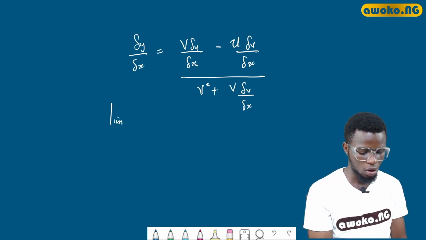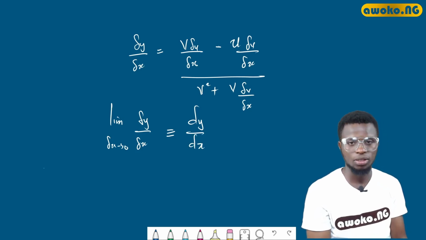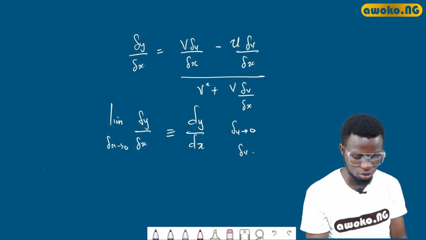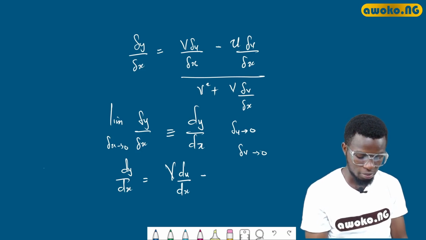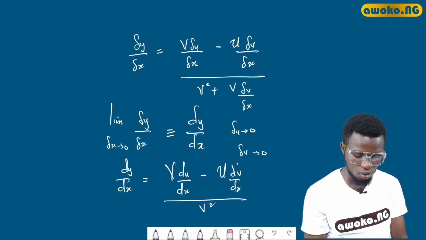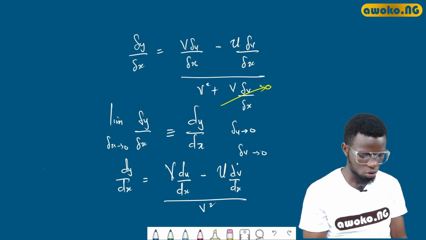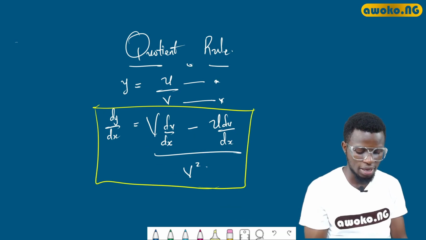So limits of dy/dx as dx tends to 0. Of course, I said it will give us dy over dx, that is the full differential. And in this case, if this happens, du will tend to 0 and dv will tend to 0 as well. So this equation gives us dy over dx equals v du over dx minus u dv over dx all over v squared, where the extra term in the denominator will tend to 0. And I've already explained why all these will tend to 0. Now, if you compare what you have here to what we had initially, you will realize that they are the same.